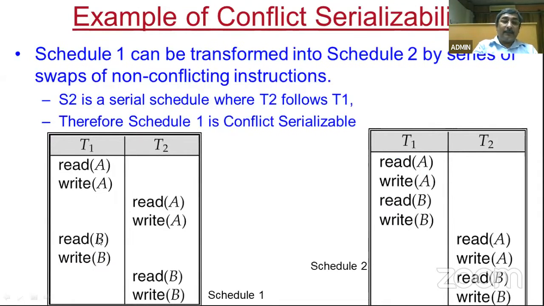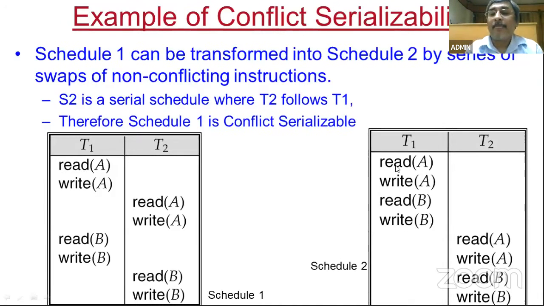Can I take read B here and read A here? No. Take read B to the place where read A is present in the T1 transaction, and take read A to the position of read B in the T2 transaction. So I get this read B here and the read A here. Now this write B and write A, are they conflicting? No, not at all. They are not conflicting. So I can swap them. Write B in place here and write A here.